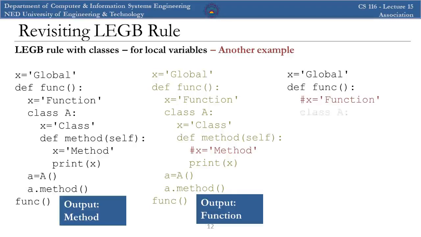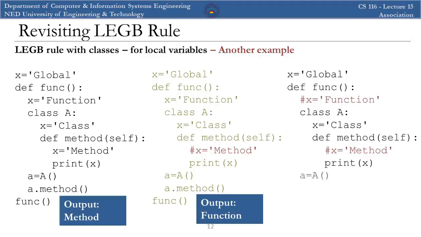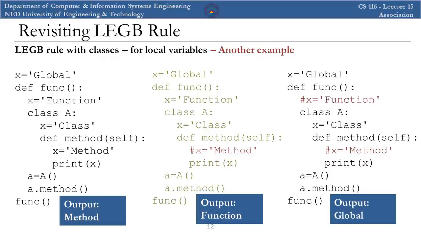And in the third variant, I'm commenting out the statement where x is assigned function. So this time, when the print statement tries to find x, it will not find it in the method's namespace. The class namespace will be skipped. It will not find x in the function's namespace. So global x will be accessed. So it will print global. Okay.